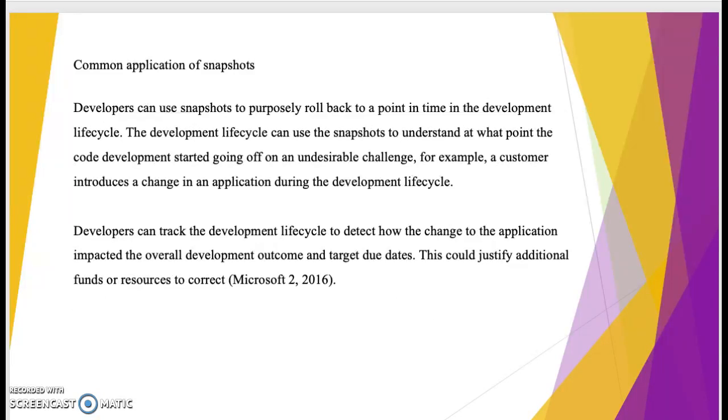Changes in the development cycle are occurring at lightning speed, and DevOps processes can make dozens or even hundreds of changes to an application daily. Developers can use the snapshots to understand at what point the code development started going off into an undesirable state. For example, a customer introduces a change in an application during a development cycle, and now they need to either roll back or apply these changes momentarily and understand what those changes are before committing them.